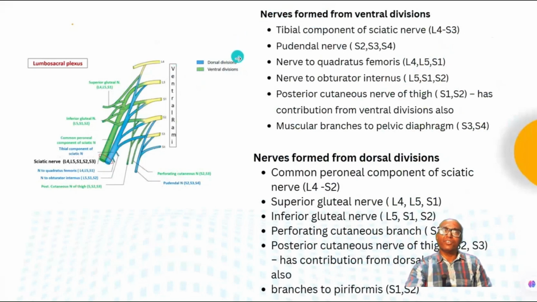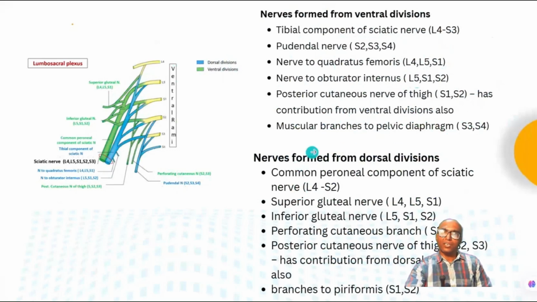From the ventral division, what you get is the tibial component of the sciatic nerve and the pudendal nerve. This is always asked as a single best question about the roots of the pudendal nerve, that is S2, S3, S4. Remember, pudendal nerve, it is S2, S3, S4. This is frequently asked. The nerve to the quadratus femoris is not very frequently asked. Then nerve to the obturator internus, posterior cutaneous nerve of the thigh, which has a contribution from the ventral division also, and muscular branches to the pelvic diaphragm.